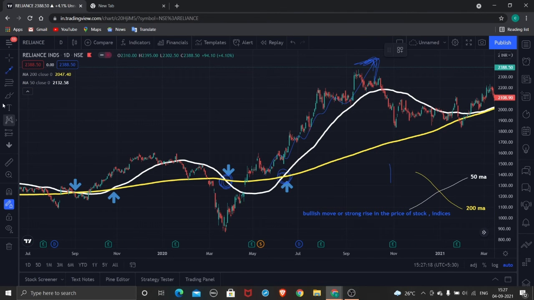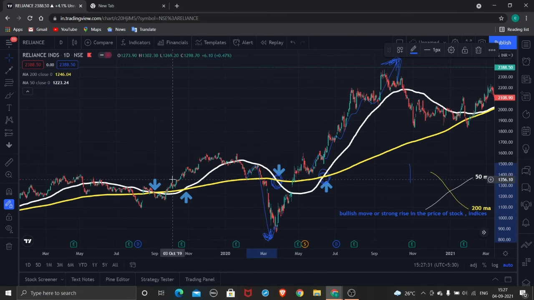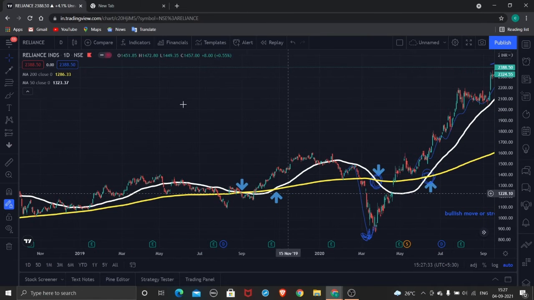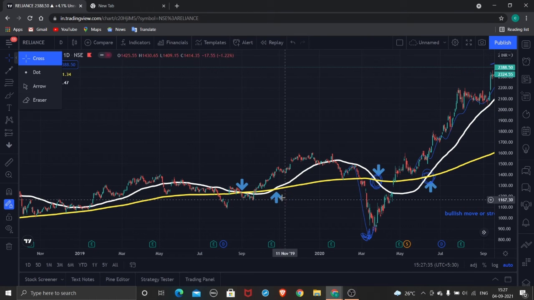So we can see a clear downtrend in the market. A clear sell can be seen. Moving to the next point.